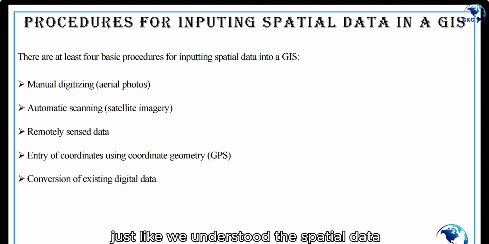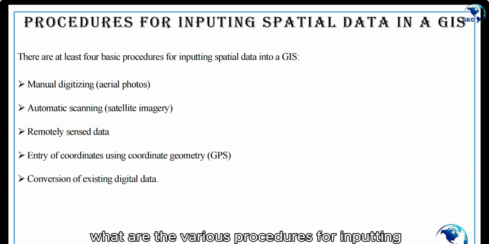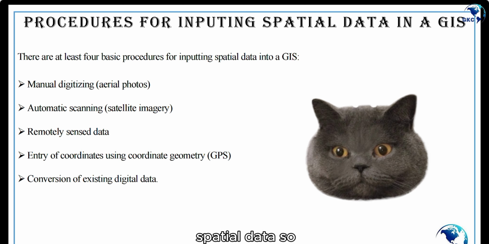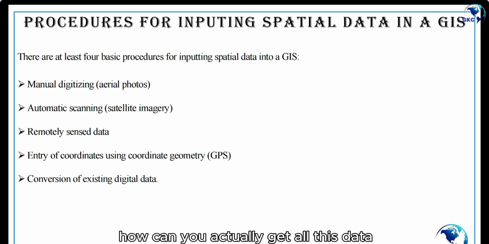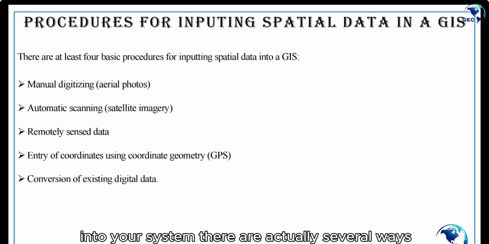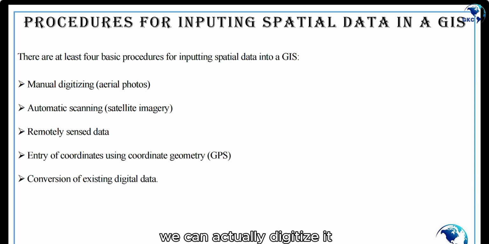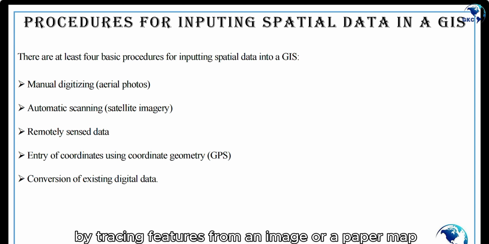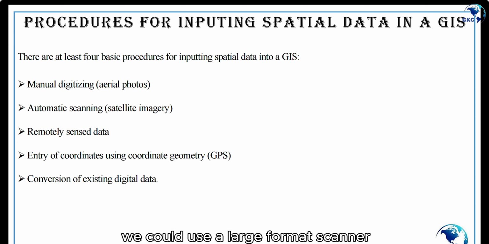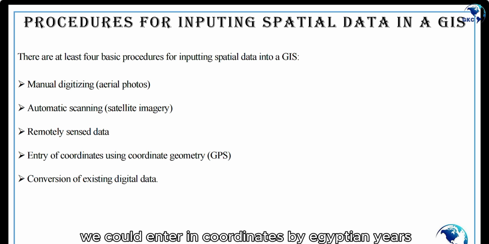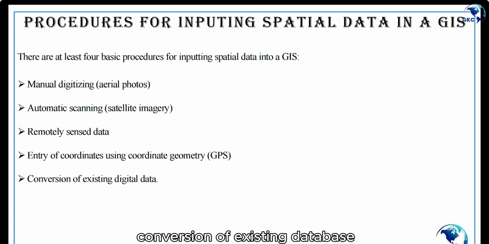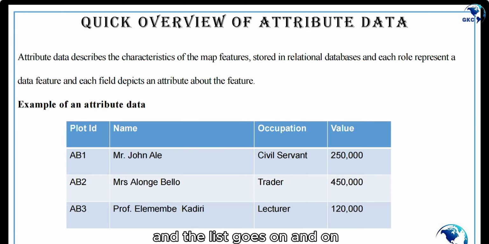Just like we understood the spatial data, what are the various procedures for inputting spatial data? So how can you actually get all this data into your system? There are several ways. We can digitize by tracing features from an image or a paper map. We could use a large format scanner, we could get satellite imagery, we could enter coordinates by GPS, conversion of existing databases, and the list goes on and on.